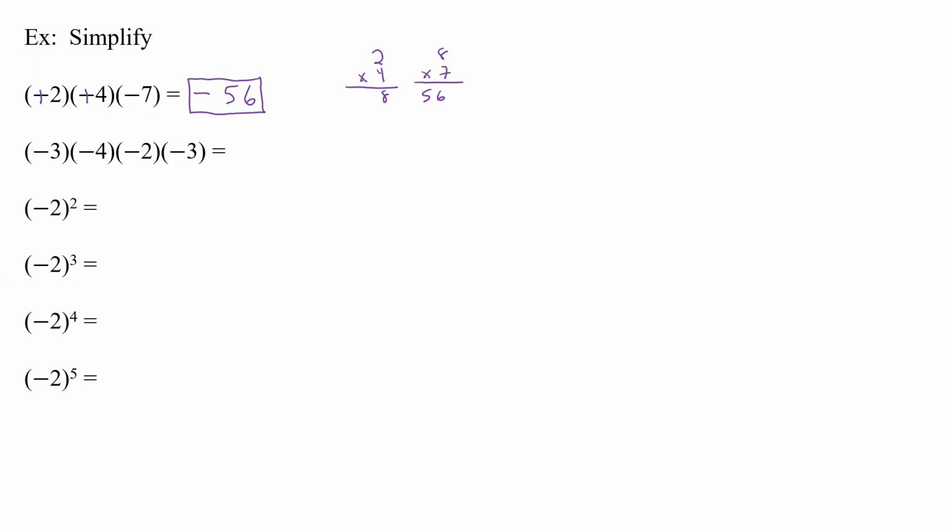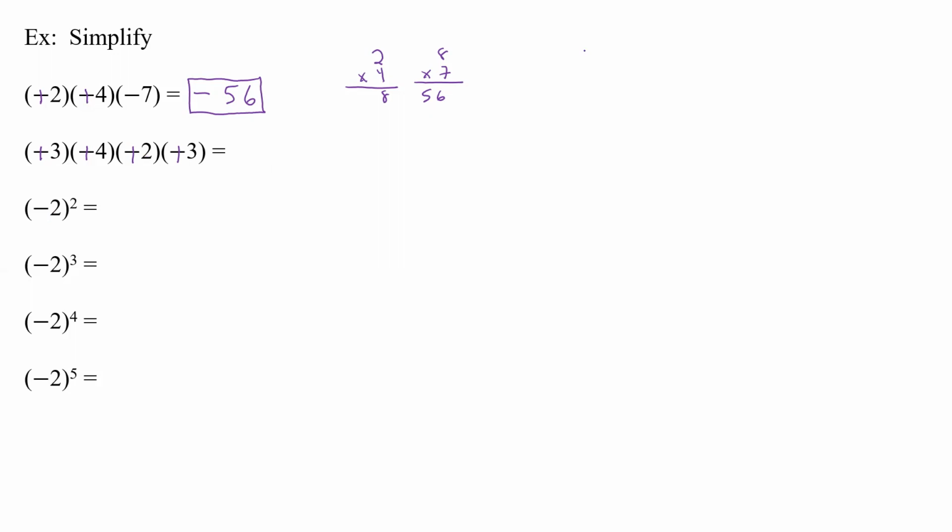What about the next one? Well, again, two negatives make a positive. So what we can do is a negative times a negative is positive, and a negative times a negative is positive. What do we have left over? We have no negatives. It's all positive. So whatever our answer is, it's going to be positive.